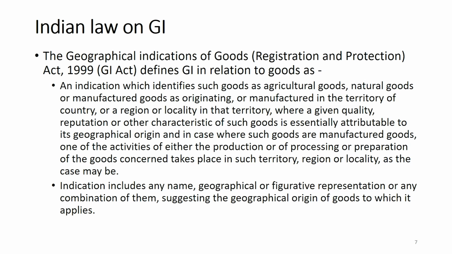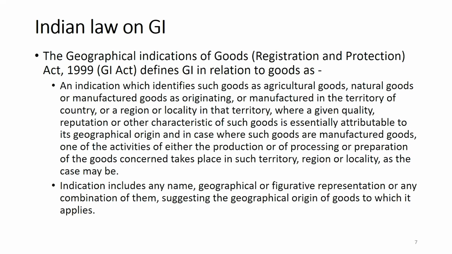As it happens in any other form of IP, you must have observed in all these 19 lectures that in any IP law, the first thing which any IP law does is to identify the subject matter. So, there will be a definition of the subject matter and there will be criteria for protection. So, we will see the 2 here in case of GI also.